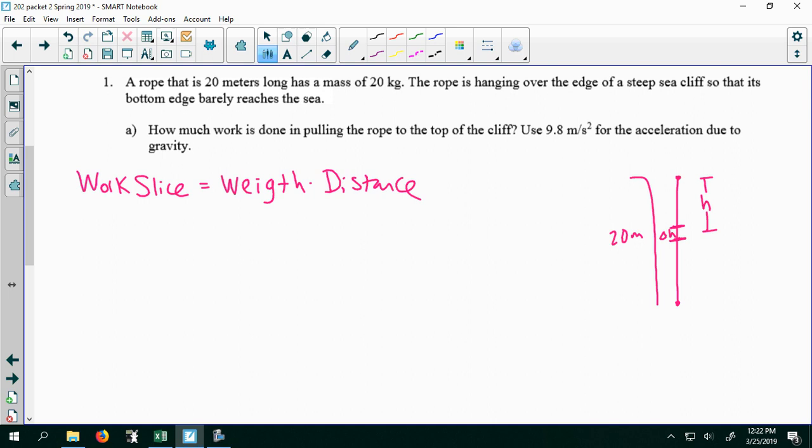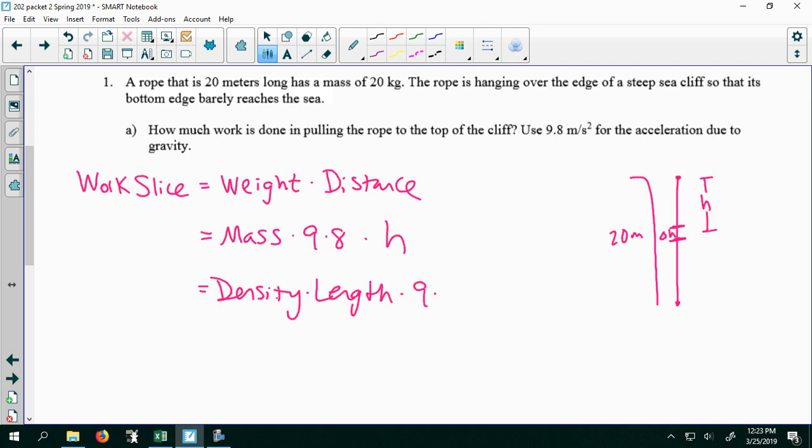Wow, I keep spelling weight wrong. Okay, so the weight of that little tiny slice is the mass of the slice times 9.8, the acceleration due to gravity, times the distance that that slice has to move, which is H. Okay, the mass of that slice is the density of the slice times the length of the slice. Density times length times 9.8 times H.